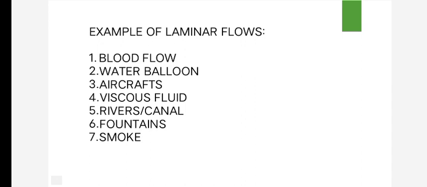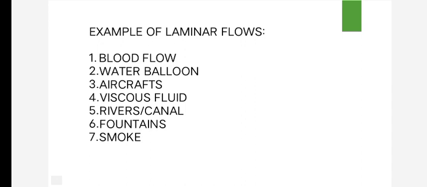Fifth is the rivers or canals. These are prominent examples of laminar flow. As we observe on certain rivers, the water flows smoothly and the water body exists with no waves, which means that the different layers of water do not hamper each other and follow a straight pathway parallel to each other. Sixth is the fountains. In fountains, we can see that the flow of water is continuous and smooth.